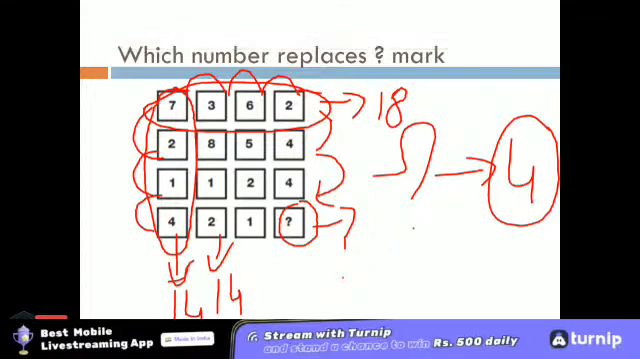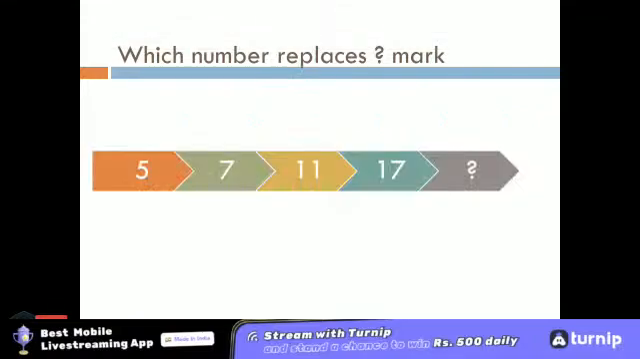Perfect. The next question here is again a series. After 5 we have 7. After 7 we have 11. After 11 we have 17.